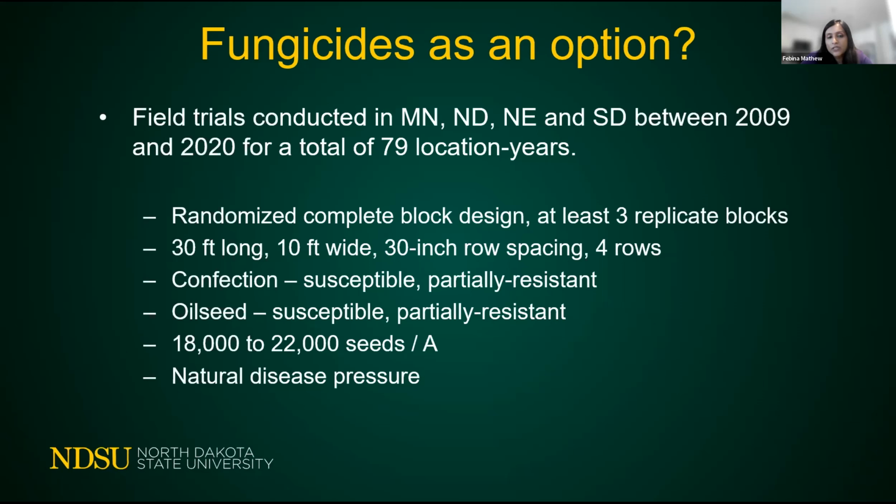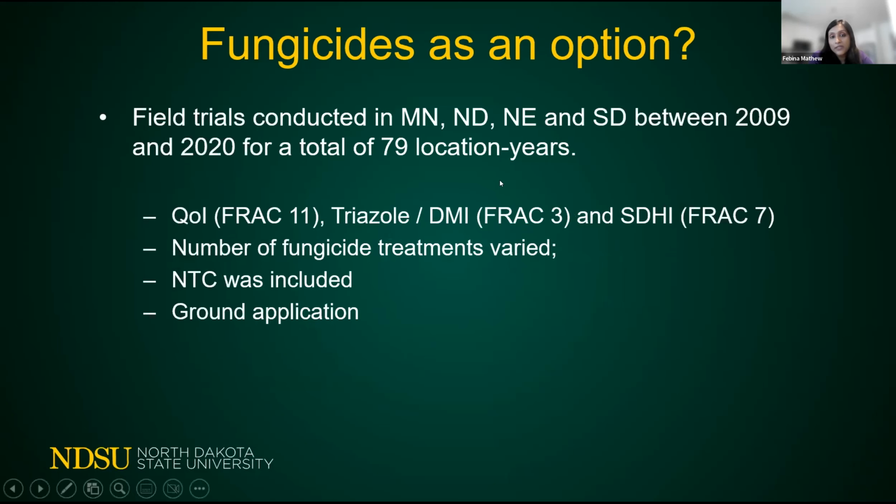Evaluations were done under natural disease pressure, which means we picked sites where we know Phomopsis was a problem in the last 5 years. At this time, there are 3 fungicide families labeled on sunflowers. We like to call it FRAC 11, the QoI, or what I say, the Headline family. We have FRAC 3, the triazole, which is also the Folicur family. And then we have FRAC 7, SDHI, which is the Endura family.